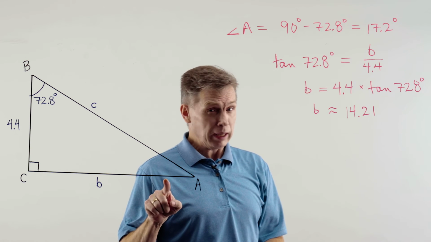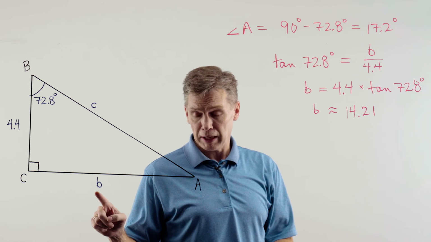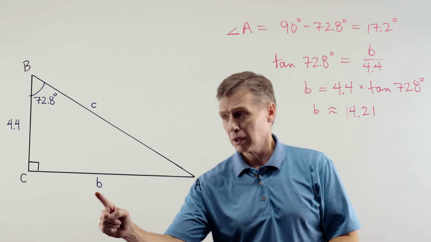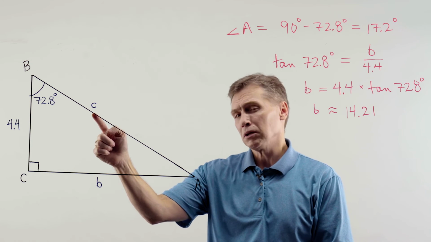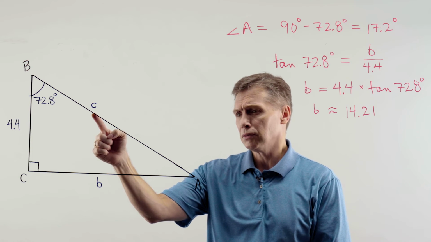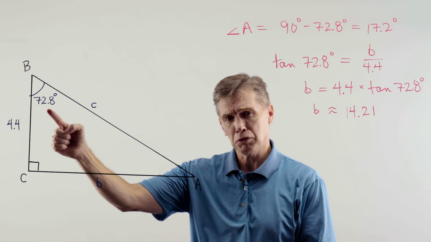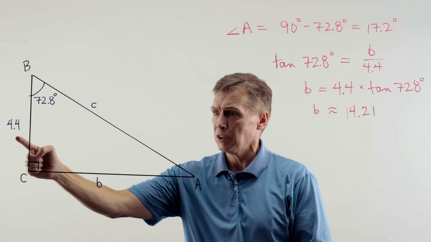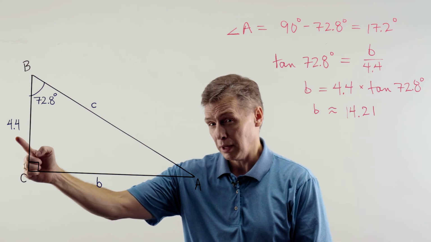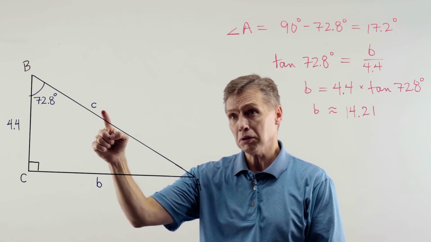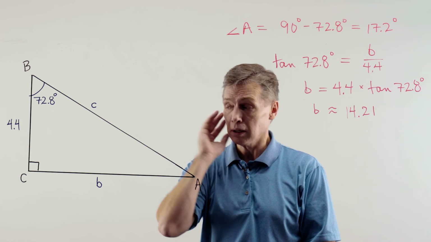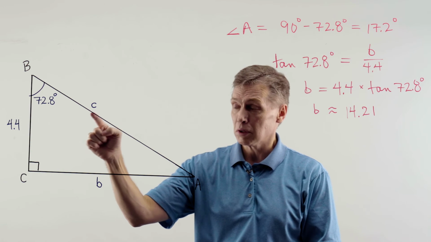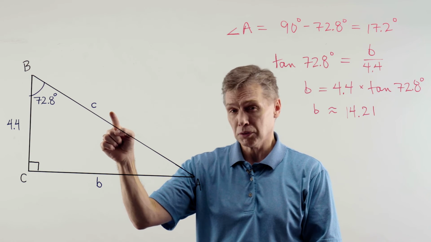We've got our angle A that we didn't know before. We have this side B that we didn't know before. And all that's left is this side C that we still don't know. But I'm going to use the same kind of logic. That is, I know this angle, 72.8. I know this side that's adjacent to that angle. And I'm looking for the hypotenuse. So I'm thinking of my trigonometry here. And adjacent over hypotenuse, that's cosine.